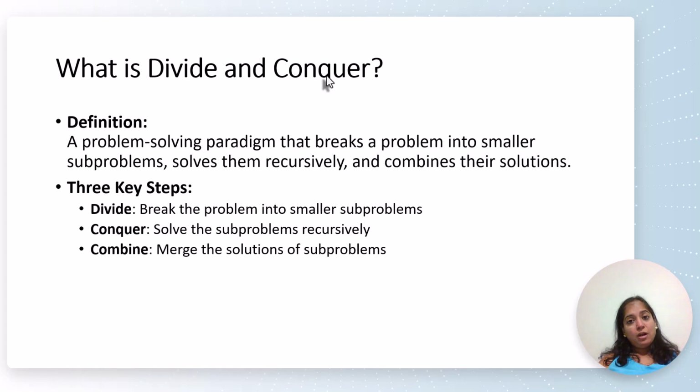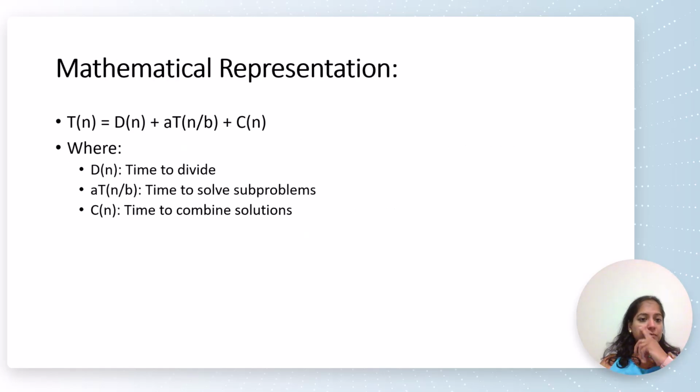So divide and conquer involves three key steps, three major steps: divide, conquer, and combine. Divide, dividing the problem into subproblems. Conquer, solve each subproblem recursively. And the third step is combine, combining all the solutions to get the overall solution of the problem.